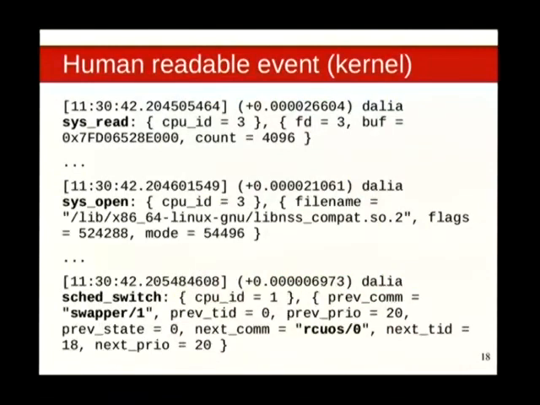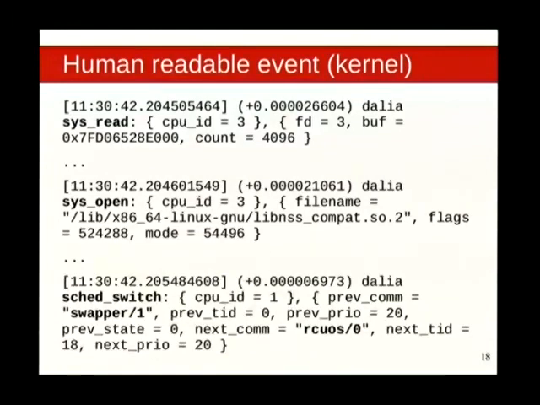So this is another example of the kernel. For instance, this is read, this is open, and a sched switch. Sched switch is when two processes get switched on the scheduler in the kernel. For instance, for read, you have the payload of read: the FD, the buffer pointer and the count. For open, you have the file name, the flags, and so on and so forth.